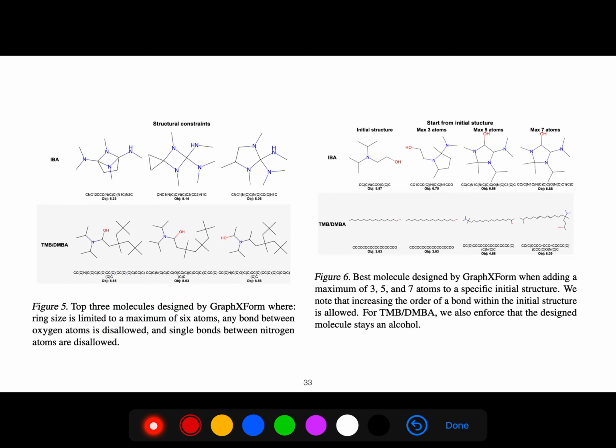For example, here we have these structural constraints. Start from an initial structure, maximum 7 atoms, here maximum 5 atoms.